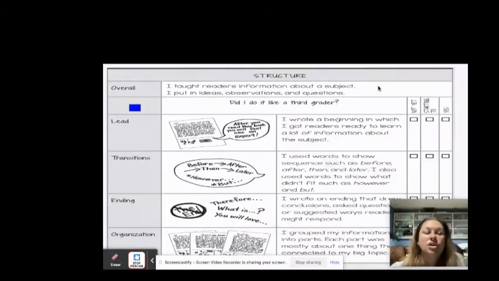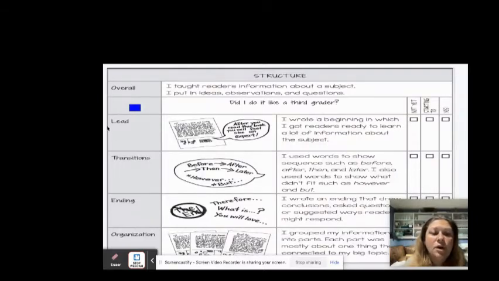So the structure overall: I taught readers information about a subject. Ask yourself, did you teach someone or the readers of your writing about a subject? I put in ideas, observations, and questions. Did you? Ask yourself that about your writing. And did you do it like a third grader? Think about it. Your options are going to be not yet, starting to, and yes.